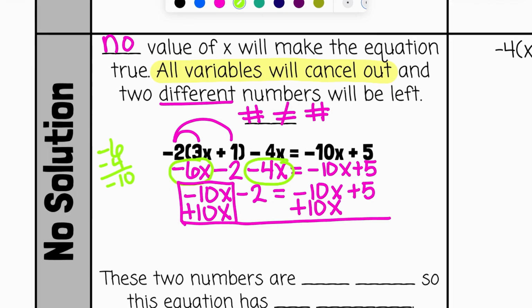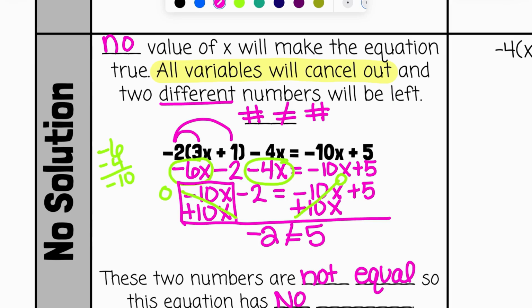And what happens is I have a zero pair here, and I have a zero pair here. See how all those x's went away? Well, what's left over on the left? Negative 2. What's left over on the right? Positive 5. Those two numbers are not equal. So this equation has no solution.